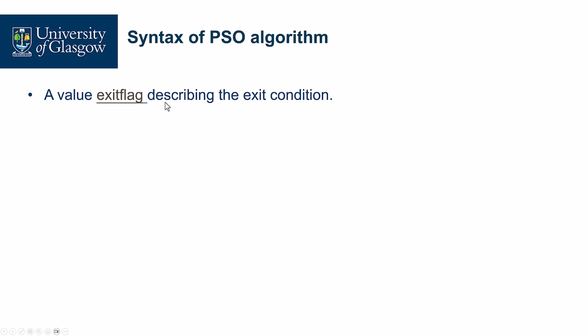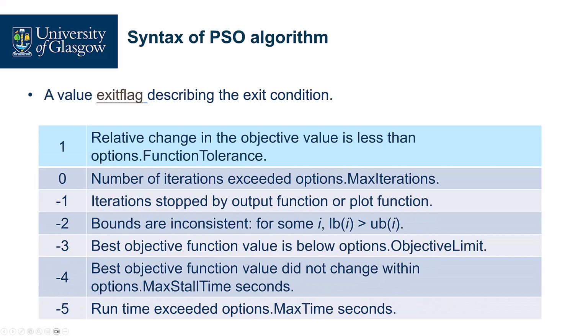An exit flag is a value to tell you when the algorithm stops. So why does the algorithm stop? We can see here's a table. So I just explain some of them. First of all, we can see the relative change in the objective value is less than options.FunctionTolerance. So this is telling you in the options function tolerance, you can set a value, right? If it's smaller than that, this means what? The objective function does not improve for a while, then I terminate it.